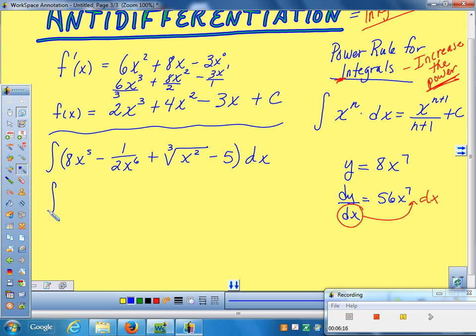It's just like power rule for derivatives. You have to have all the variables up top, and it has to be added, subtracted. You cannot do power rule unless you have addition, subtraction. You can't do it with multiplication or division.